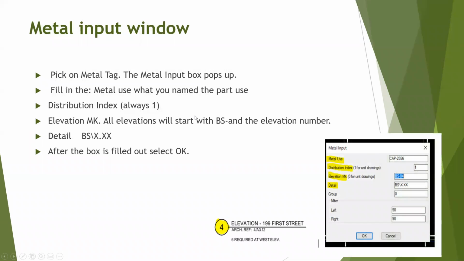This metal input window will help you connect your data with your elevations. When you pick the metal tag, the metal input box pops up. Fill in the metal use with what you name the part use. Always use distribution index as number 1. Use the elevation M key. All elevations start with BS and the elevation number. In our case, we are using detail BS/XX. After the box is filled out, select OK.